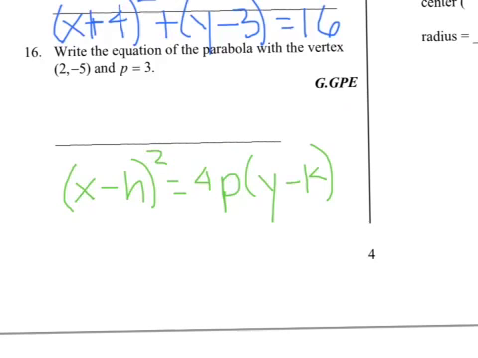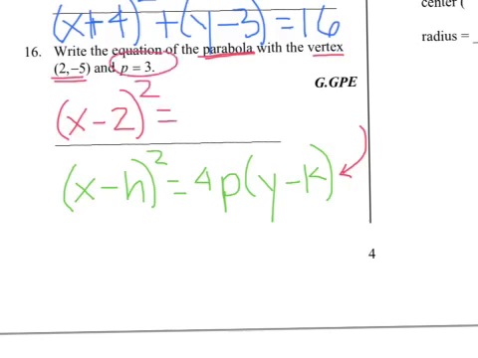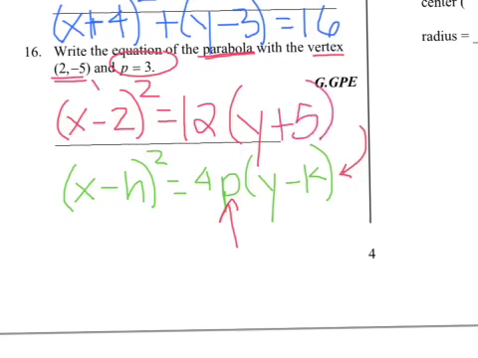Question number 16, they want the equation of a parabola. And so I wrote the vertex formula right here in green. And now basically similar to a circle, we're going to substitute the information in. So this would become x, and it's a minus because it's the opposite of a +2, squared. And then they told us the p-value is 3. So all I do is plug in 3 right there, and you get 12, because that's 4 times p. And then it's going to be y, but then it's going to be a +5, because it's the opposite of a -5.